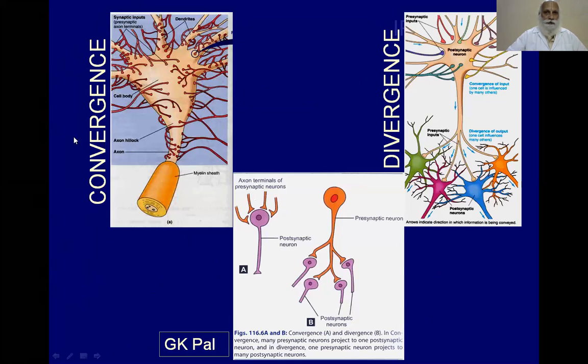And the properties of convergence and divergence, we have talked about this. You can see this neuron is receiving so many inputs, that is, so many inputs are converging. The same neuron can supply several neurons, so this is diverging the supply to several neurons. So this is convergence and this is divergence.